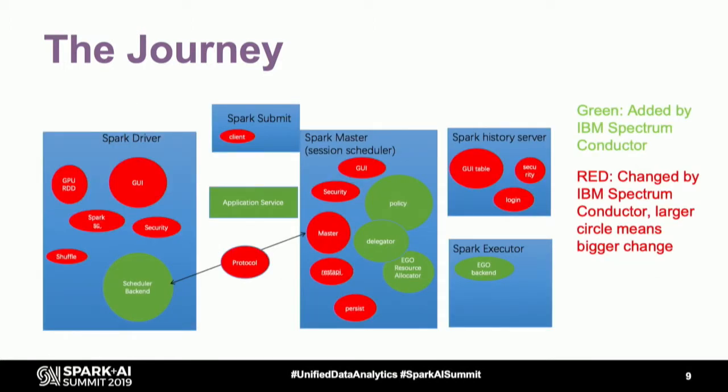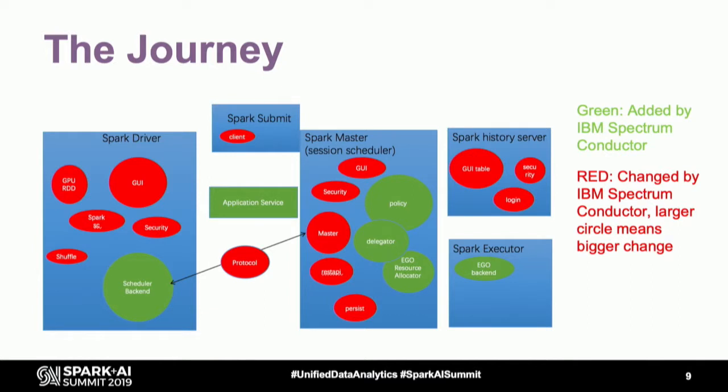So here's a picture of all the code that we started to change to some extent. The green shows things that are completely new and added by IBM Spectrum Conductor. The red starts to show the pieces that we've changed, and the larger the box, the more we've changed it. So you can see some of them here, we've done a lot of code changes to, while the others, we haven't changed too much.